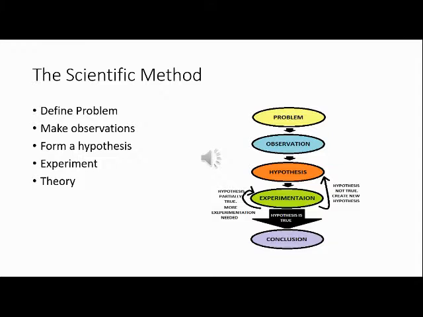And then from this hypothesis, you can design an experiment, and the experiment will deal with any outliers or any extraneous variables that may not be relevant to what you're looking for. If your experiment does not agree with your hypothesis, you need to go back and either redefine the problem, make more observations, or modify your hypothesis. If the experiment does agree with the hypothesis, then you can go on to publish a theory, and that theory can be tested by others and falsified as needed.